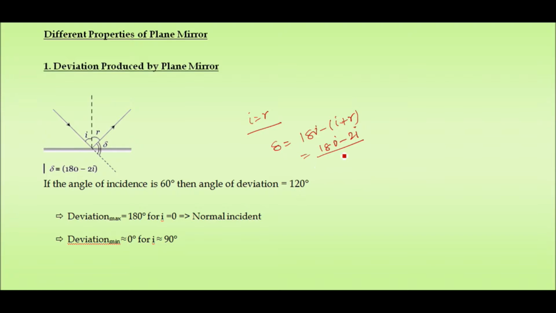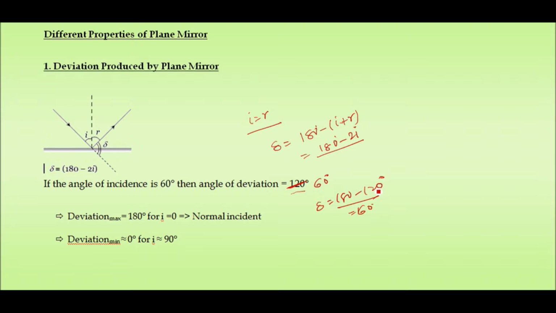So here the angle of deviation produced by plane mirror is 180 minus 2I, and if the angle of incidence is equal to 60 degree, then the angle of deviation is also equal to 60 degree, because delta is equal to 180 degree minus 120, that is equal to 60 degree.